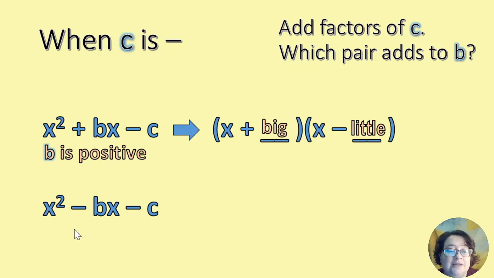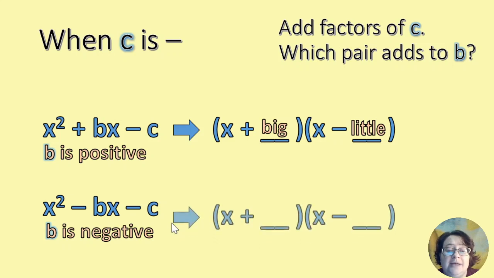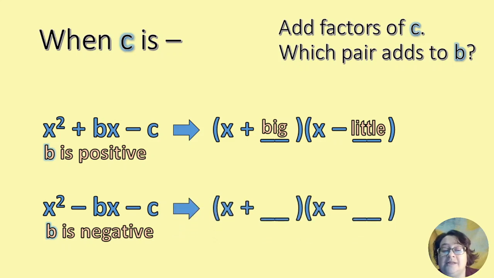If we look at the next one, where b is negative, well, if b is negative, you have to take away more than you have. So our big number has to be the one that is subtracted. So minus b, minus big, can help you remember you subtract the big number, you add the little number. Let's see this in action.